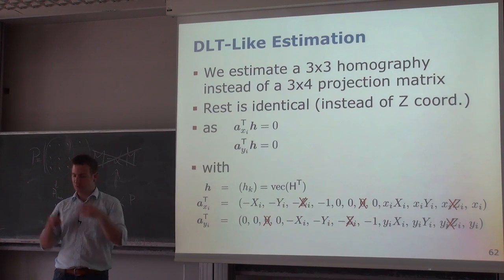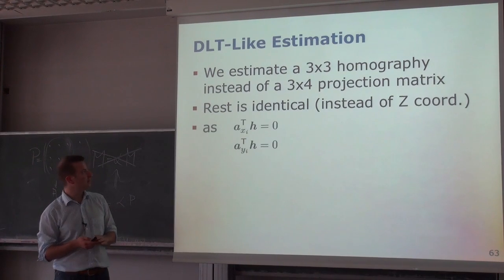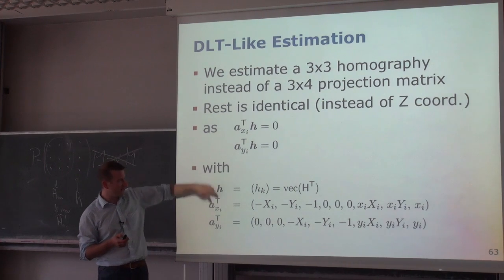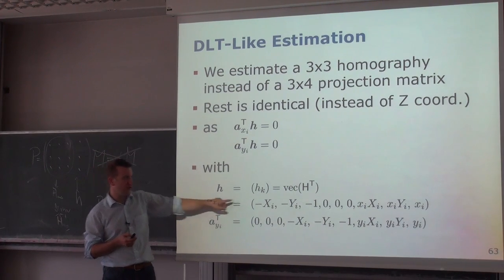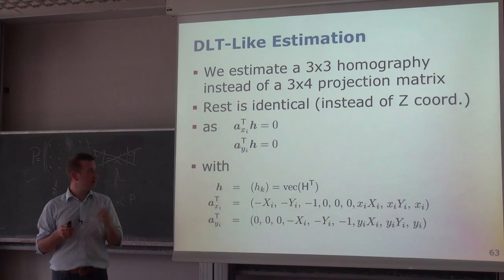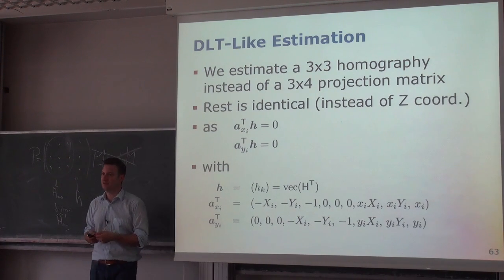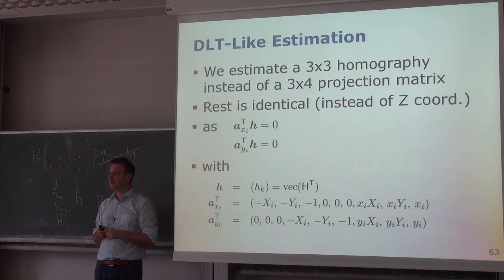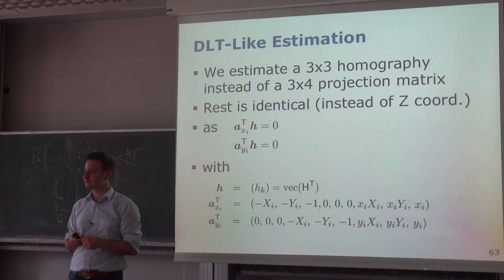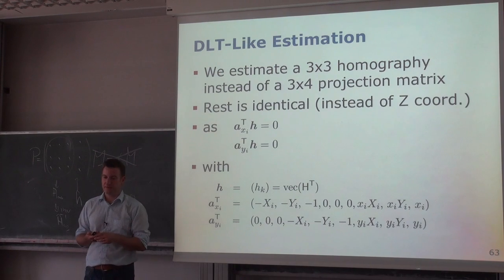We again set up our matrix M, we compute the SVD, and here we are. So we have exactly the same thing as before, just kind of the same slide, just these vectors A are shrunk now, where I crossed out the coordinate. So I do exactly the same as I did before. I do a DLT-like estimation, except that my vector P is now smaller, 3 unknowns less. Only 9 instead of 12. But the rest basically stays the same.